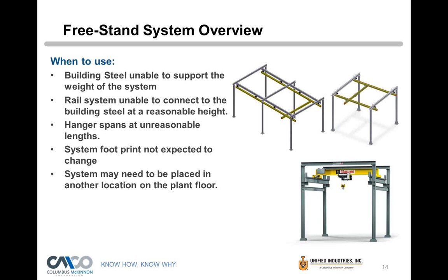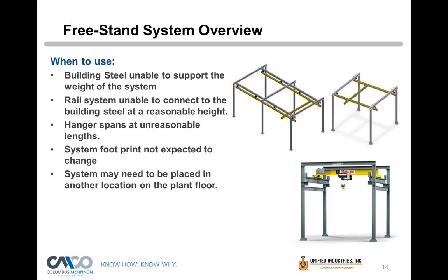when the rail system's unable to connect to the building steel at a reasonable height. So again, you have a 30-foot structure, you only need to be 8 foot below the bridge. Probably this would be your better option. Again, the hangers are pretty much the opposite of what an overhung structure would be.